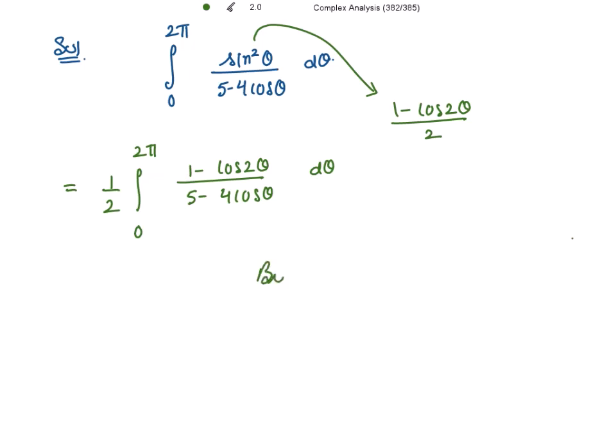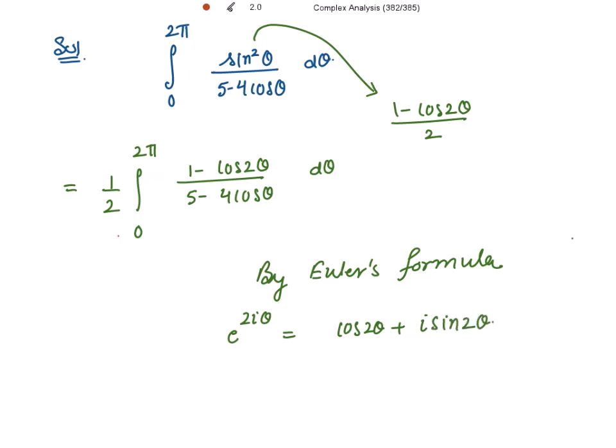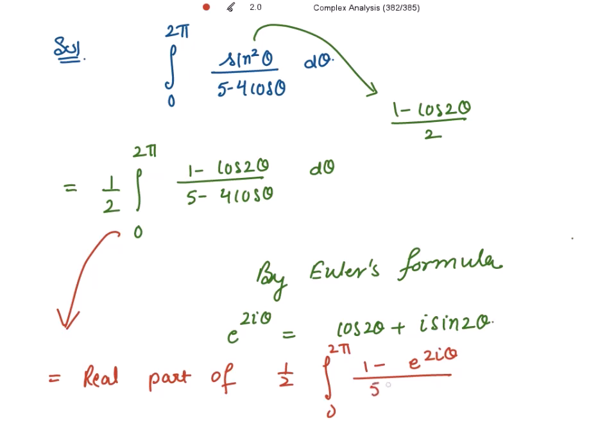Now by Euler's formula, we know that e to the power 2 iota theta is equal to cos of 2 theta plus iota sine of 2 theta. So can I write this integral to be equal to the real part of 1/2 of the integration of 1 minus e to the power 2 iota theta divided by 5 minus 4 cos of theta, yes? Can I write like this?